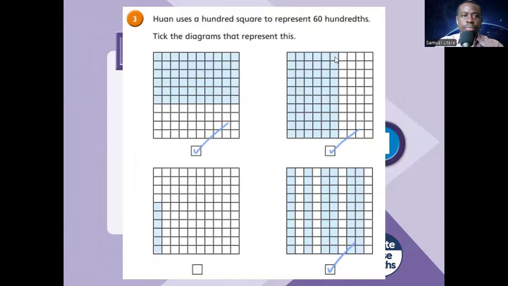Here, question 3, you were asked, Huan uses 100 square to represent 60 hundredths. Tick the diagram that represents this. Of course, 60 hundredths is 60 out of 100. So you need to shade 60 squares or 6 columns because each column is 10 squares. Here it is represented as a row. And here it doesn't matter. There are still 6 columns, each of the column comprising 10 squares.